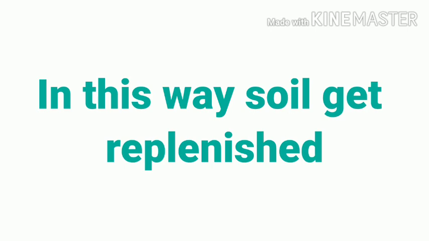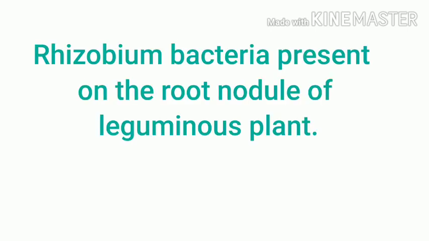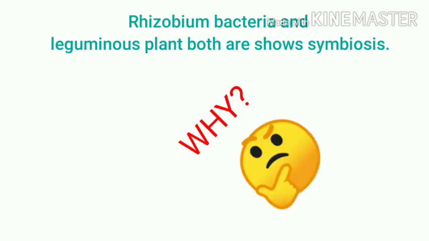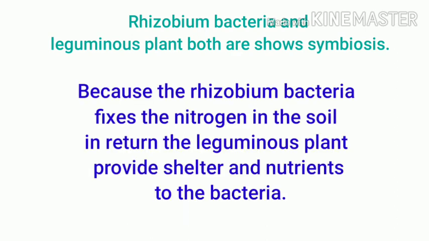The rhizobium bacteria are present on the root nodules of leguminous plants. That means rhizobium bacteria and leguminous plants together are showing symbiosis. Why? Because the rhizobium bacteria fix the nitrogen for the plant, and in return the leguminous plant gives food and shelter to the rhizobium bacteria. So this is also an example of symbiosis nutrition.